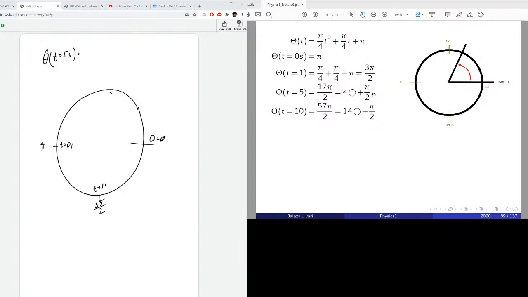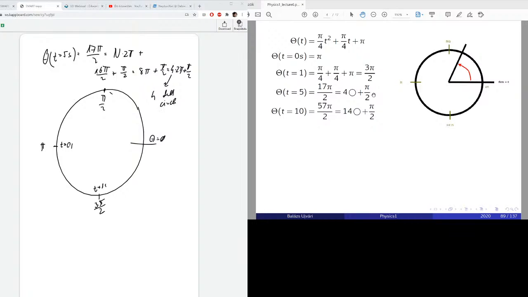Let's write it in the form of n times 2 pi plus something. So this is 16 pi over 2 plus pi over 2. The 16 pi over 2 is 8 pi, which is 4 times 2 pi, plus pi over 2. So I know I'm somewhere here at pi over 2, but after 4 full circles.